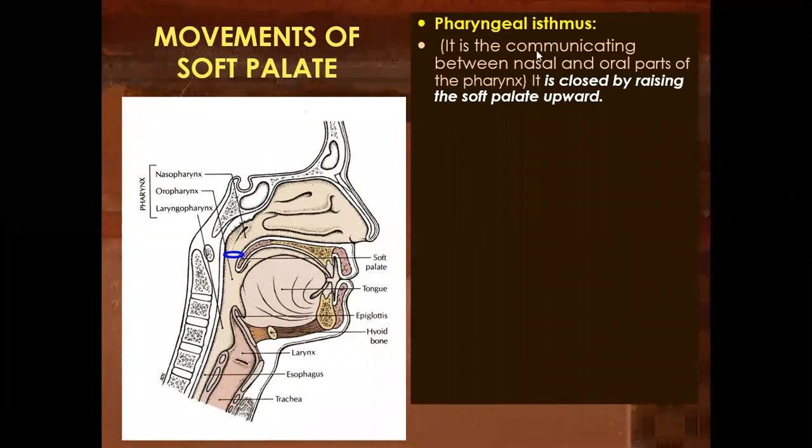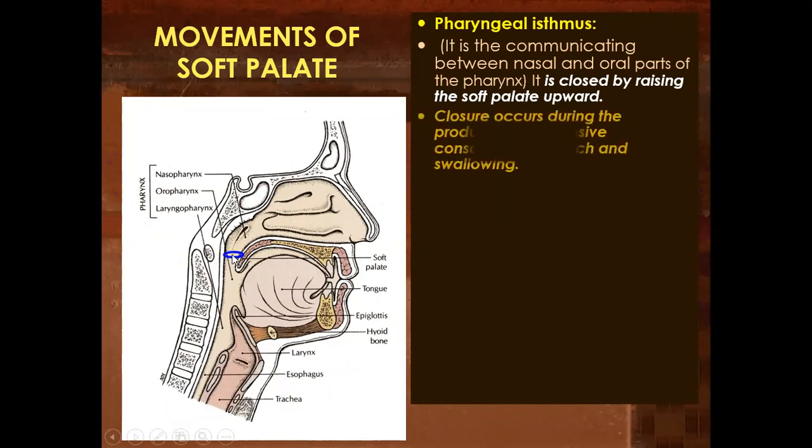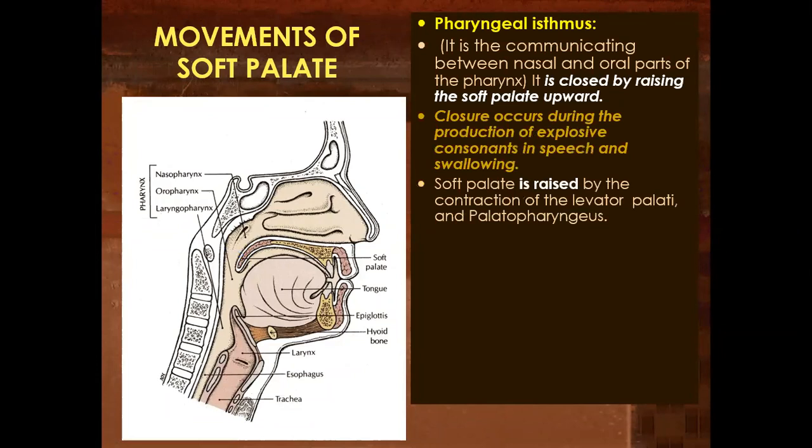The pharyngeal isthmus is closed by raising the soft palate upward. Whenever you say ah, the soft palate will go and touch the posterior wall of the pharynx, so it will be totally closed. The closure occurs during the production of explosive consonants in speech as well as swallowing. Whenever you are swallowing or making a loud noise, the soft palate will move and touch the posterior wall. The soft palate is raised by the contraction of the levator palati as well as the palatopharyngeus, like this.